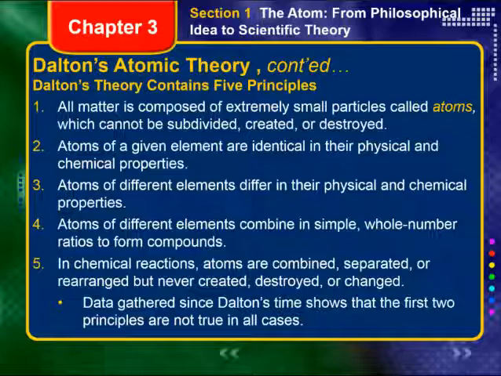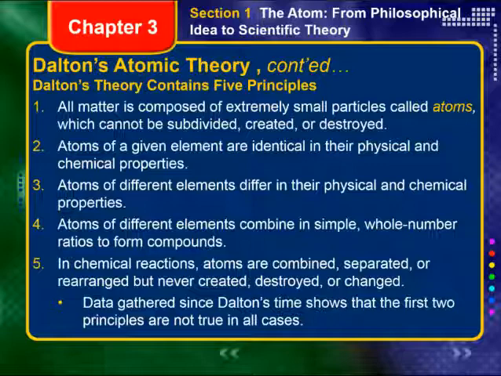Number 2, atoms of a given element are identical in their physical and chemical properties. We now know that's not exactly true because there are such things as isotopes. Again, we'll talk about that soon. Number 3, atoms of different elements differ in their physical and chemical properties. That is still believed to be completely true. Number 4, atoms of different elements combine in simple whole number ratios to form compounds. Still believed to be true. And number 5, in chemical reactions, atoms are combined, separated, or rearranged, but never created, destroyed, or changed.